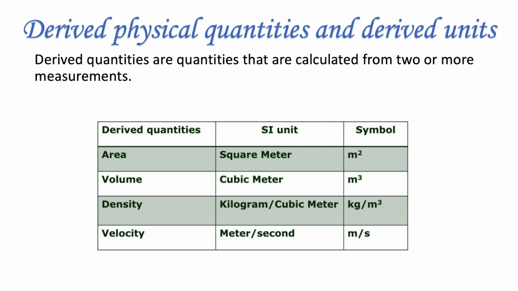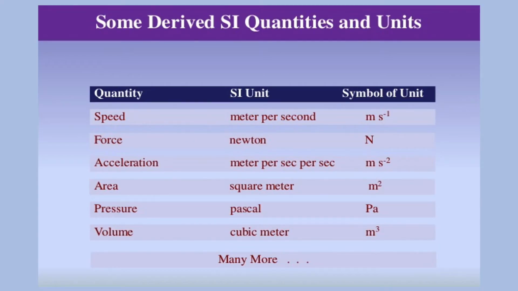Derived quantities are quantities that are calculated from 2 or more measurements. We can directly measure fundamental physical quantities, but we can't directly measure derived physical quantities. We can calculate derived physical quantities by combining fundamental quantities. You can see some derived physical quantities and their units here.